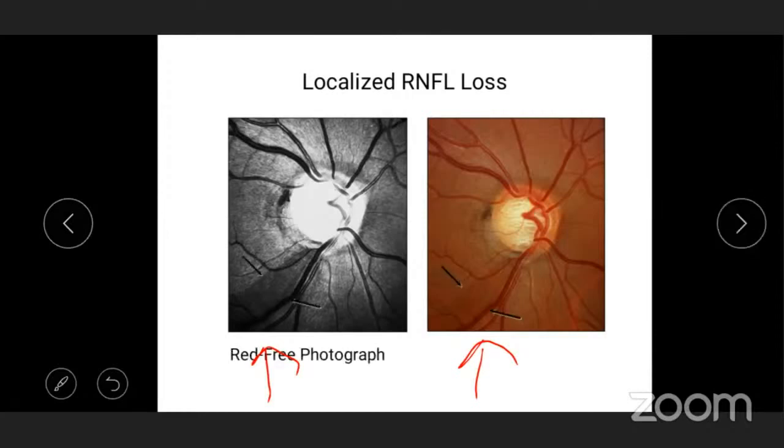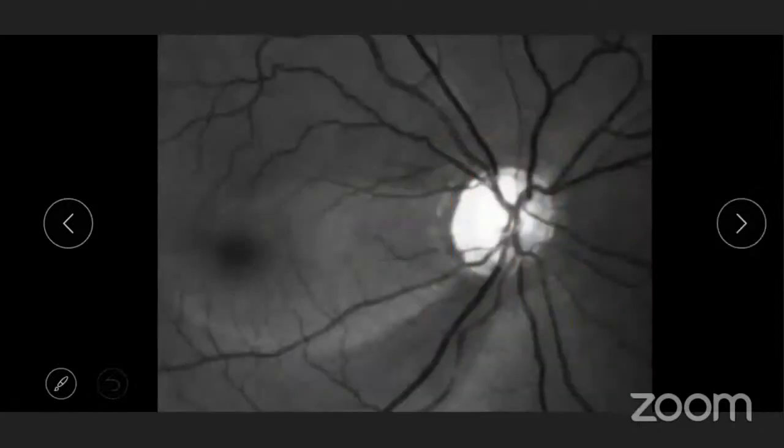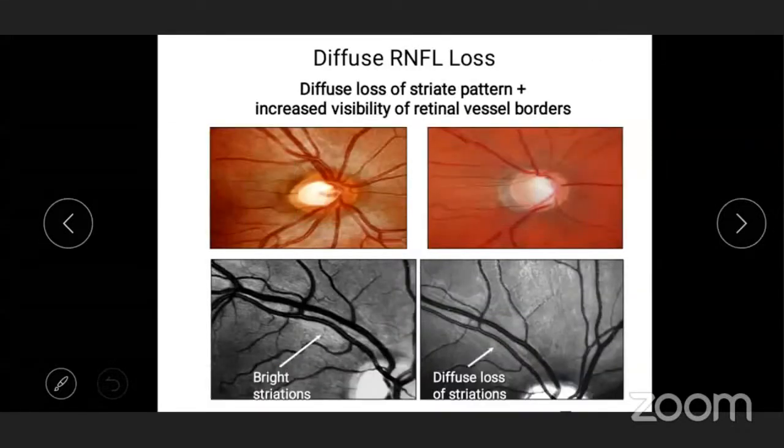So you can have an obvious RNFL defect with the red-free photograph. And look at this, I'll just point out, this is the same thing. The inferotemporal wedge shape defect in another patient, very well seen with the red-free photograph or the red-free filter. So the diffuse RNFL loss, then once you have a sector defect, in contrast, you can see it nicely, which I showed you in the previous slide.